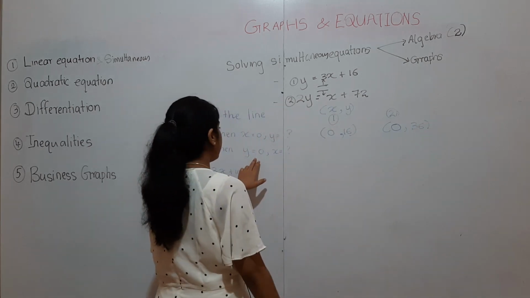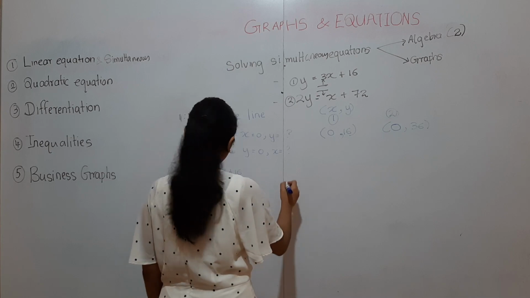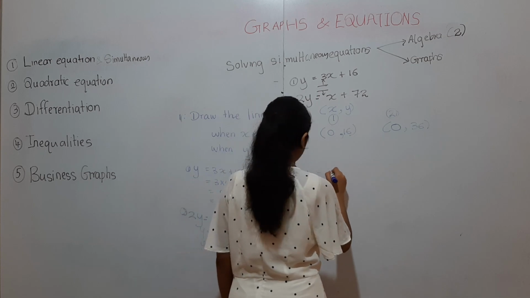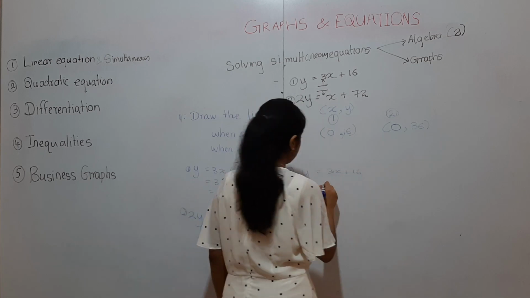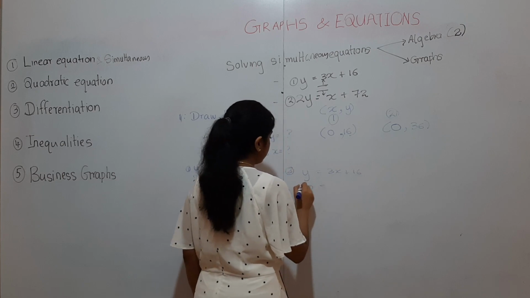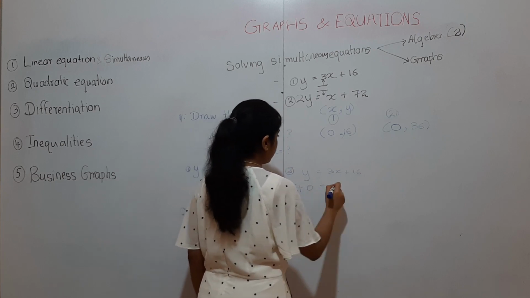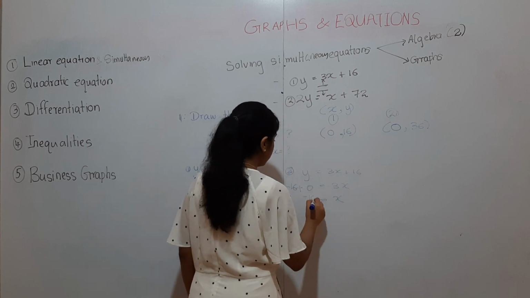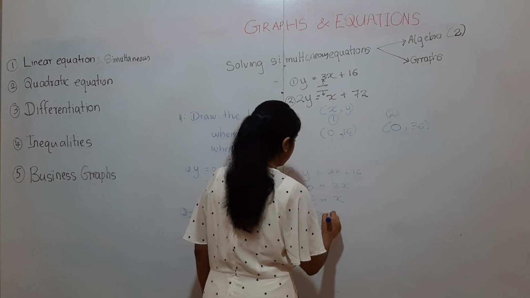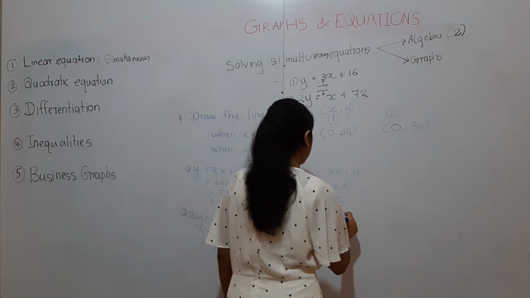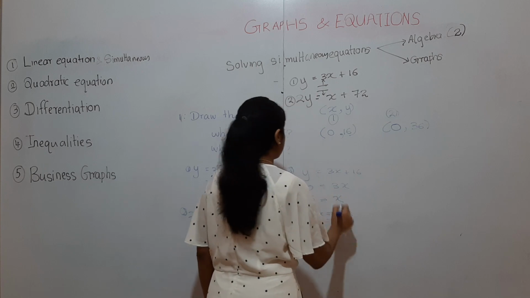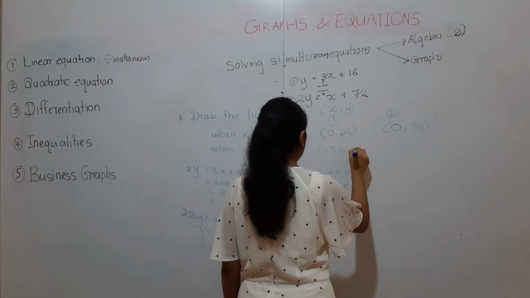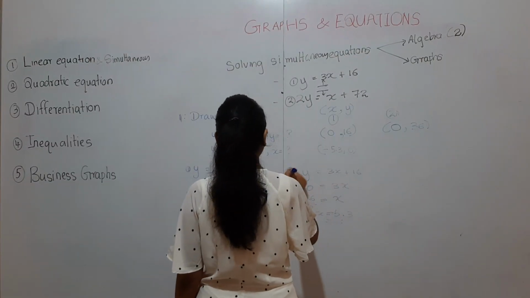Now, when y is 0, find what is x. When y is 0, it will be y equal 3x plus 16. When y is 0, then minus 16 plus minus 16 equal 3x. X equal minus 16 divided by 3, 5.33 minus. So minus coordinate. When y equals 0, x equal minus 5.3. So this is for the first equation.